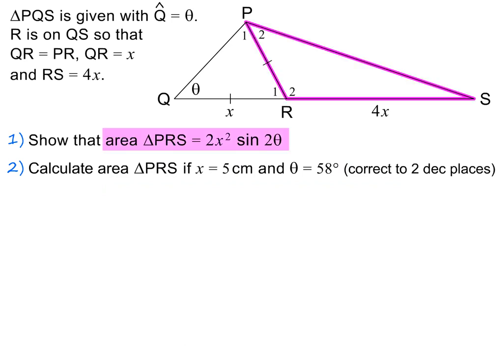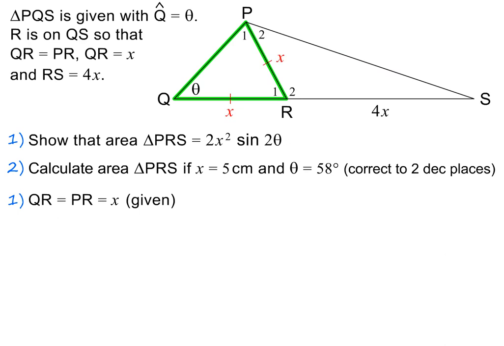In part 1 we are asked to find the area of triangle PRS in terms of x and theta, but we cannot start with this triangle because there is no theta in it. We therefore need to start with triangle PQR, which does have theta in it.